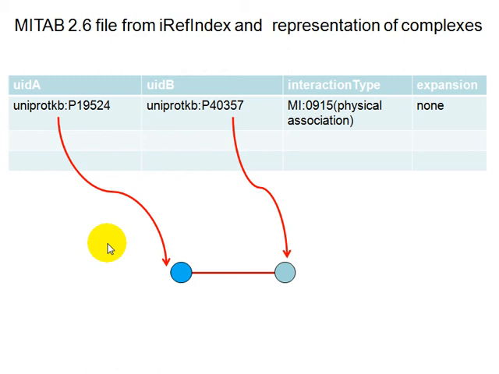So just to show you how this looks schematically, in the case of a binary interaction, UID-A and UID-B will point to some protein identifier, and that is giving evidence of some kind of an interaction between these 2 proteins. In this case, it's a physical association. There's a column called expansion in the MITAB 2.6 format. And that column will say none for any case where you're talking about an interaction row in the MITAB file that is indicative of a relationship between two specific proteins.